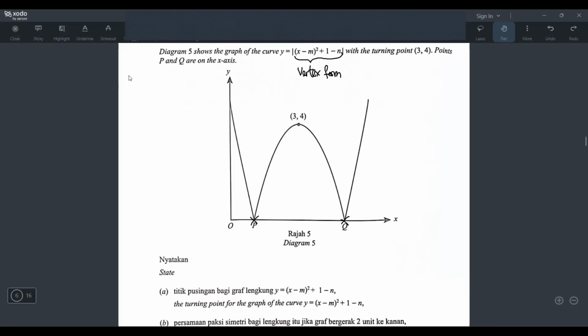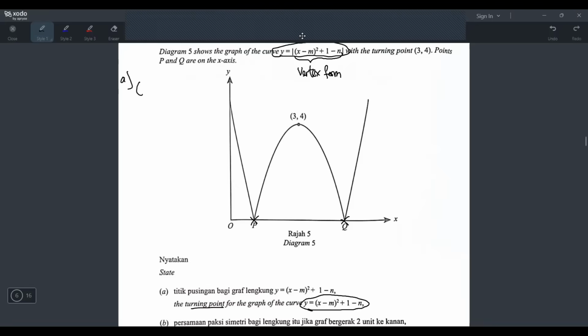Okay, let's do A now. Let's see what A wants. State the turning point for the graph of curve y equals (x minus m) squared plus 1 minus n. All right, they want us to state the turning point, right? Can I write 3, 4? No, I cannot write 3, 4 because they don't want the turning point for this equation. They want it for this equation. And if you look at this equation, it looks similar to this, but it's not the same equation, right?